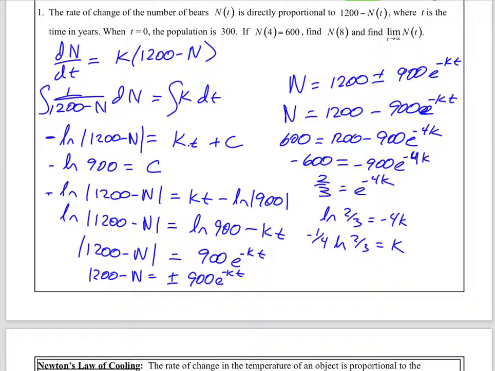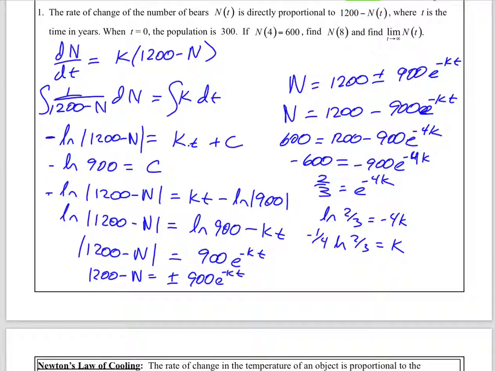Why don't you just plug in 0 and 300? We did plug in 0 and 300. That told me what c was. Why can't you use 0 and 300? Because what happens when I plug 0 in? K's gone. So that's why I needed something else to help me figure out what k was.